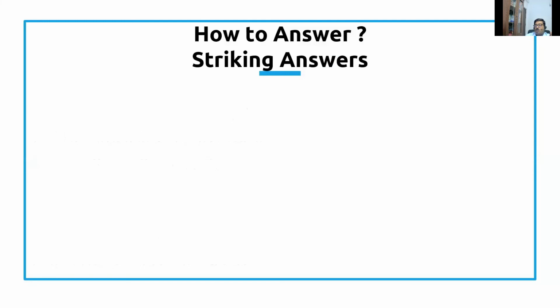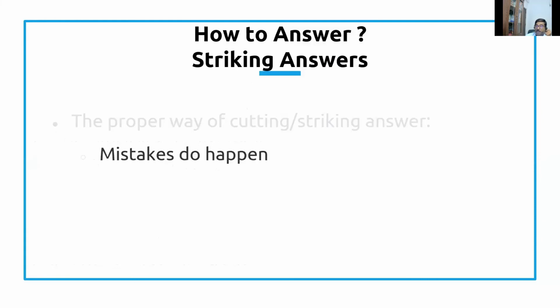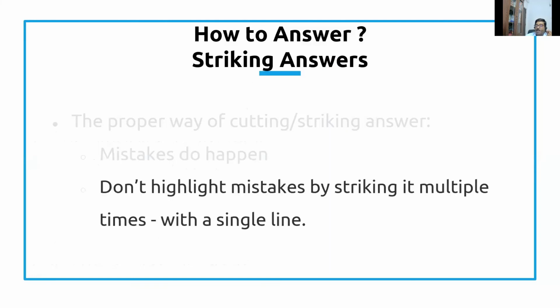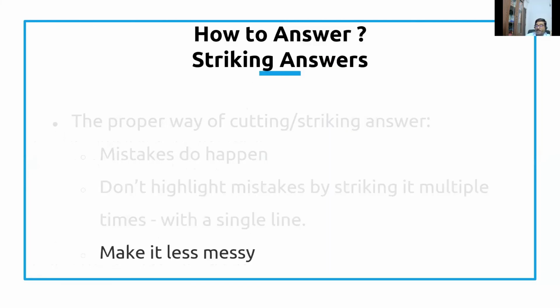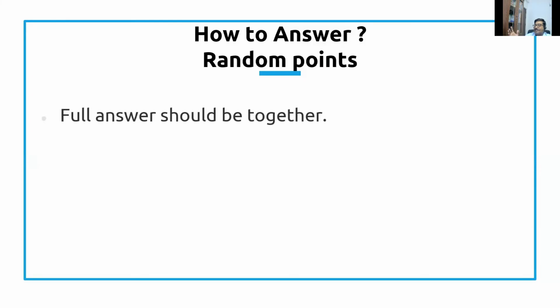And in case you want to strike an answers, do it in the most professional way. The proper way of striking an answer is, because mistakes do happen and you realize it. That is a good thing. But don't highlight your mistakes by striking it multiple times. Instead, strike it with a firm single line in a crosswise manner and make it less messy as much as possible. Use a pencil.